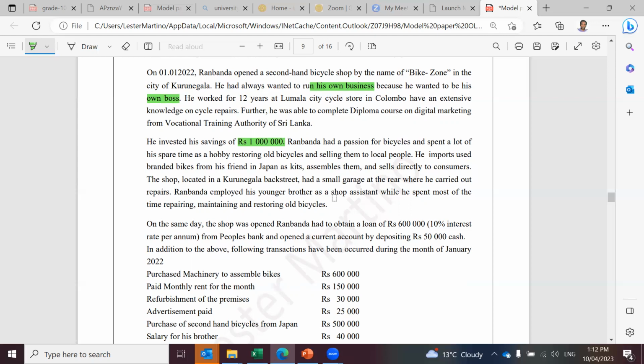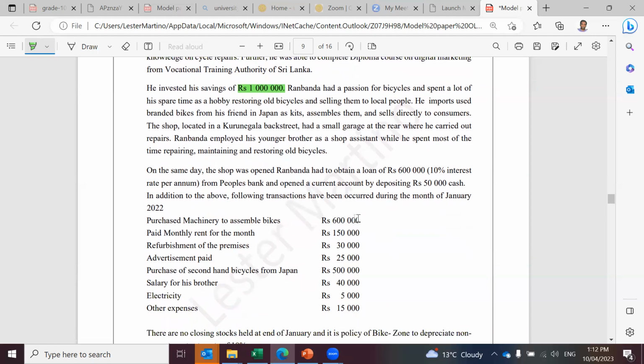He imports used branded bikes from his friend in Japan as kits and assembles them and sells directly to consumers. The shop, located at Kurunegala Back Street, had a small garage at the rear where he carried out repairs. Ranbanda employed his younger brother as a shop assistant while he spent most of his time repairing, maintaining, and restoring the old bikes. On the same day the shop was opened, Ranbanda obtained a bank loan of rupees 600,000.